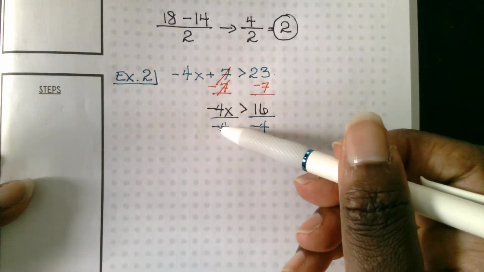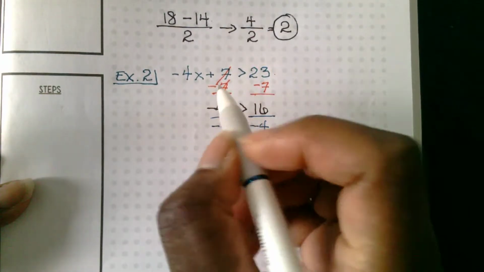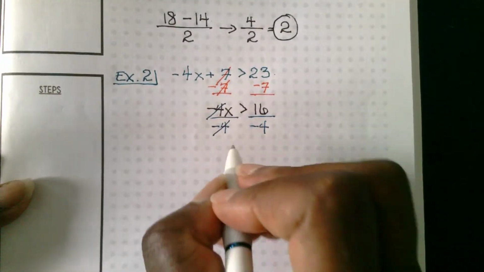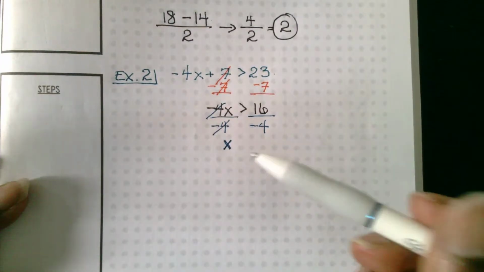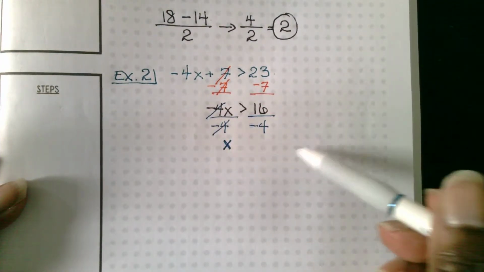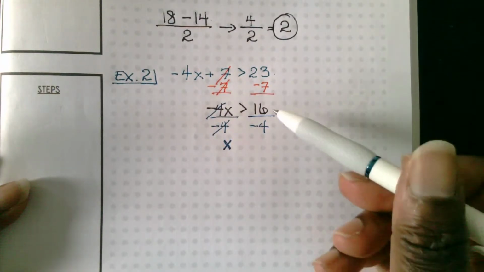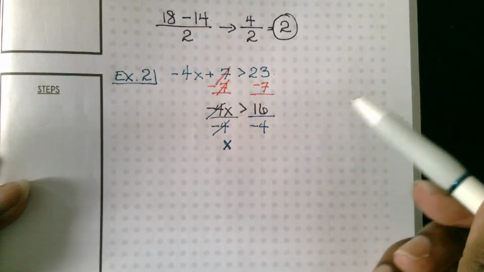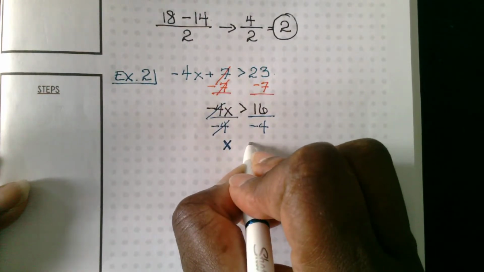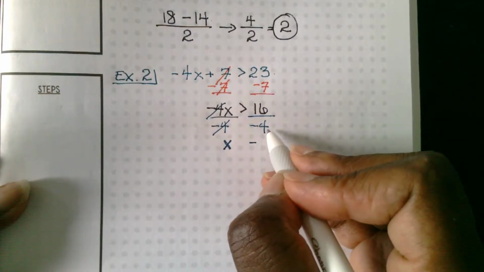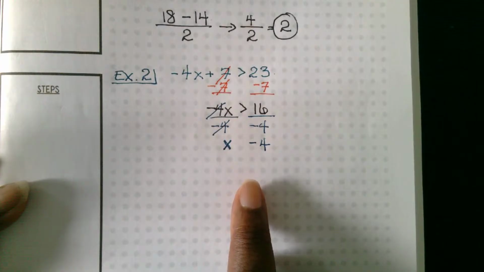A negative divided by negative will give me a positive, and 4 divided by 4 gives me 1. So 1x and x mean the same exact thing. You don't have to put a 1 in front of this x and then divide everything by 1 at the end. No, you're giving yourself too much work. But then we have 16 divided by negative 4. When the signs are opposite, your solution is going to be negative, and 16 divided by 4 gives us 4.